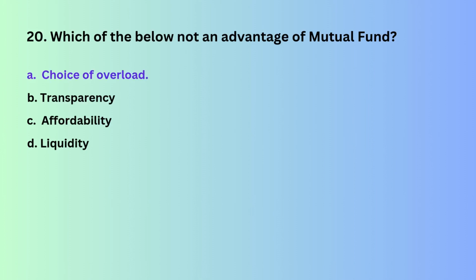That is A, choice overload, because there are many schemes. It is difficult to find which is the best scheme for the customer. So here is the role of the distributor, to help them and select the correct fund for them.